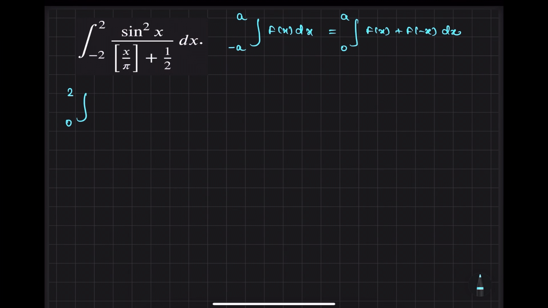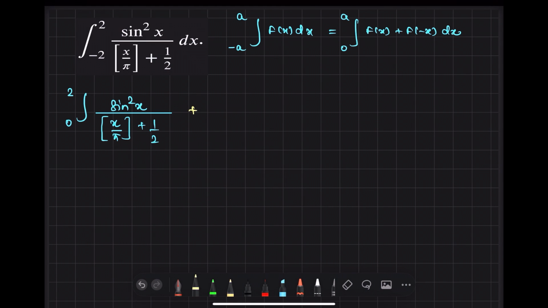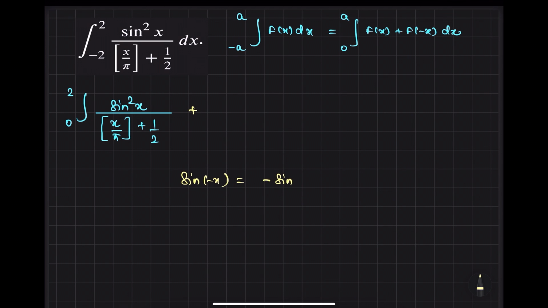So our function will look like the integral from 0 to 2, now f(x). So it is sine square x upon box of x by pi plus 1 by 2. Now we will be replacing x with minus x and let's see what happens. If you observe, sine of minus x will become minus sine x. But you have square at the end. So this thing will become plus sine square x. Same thing. So this time it won't affect. It will become sine square x only.